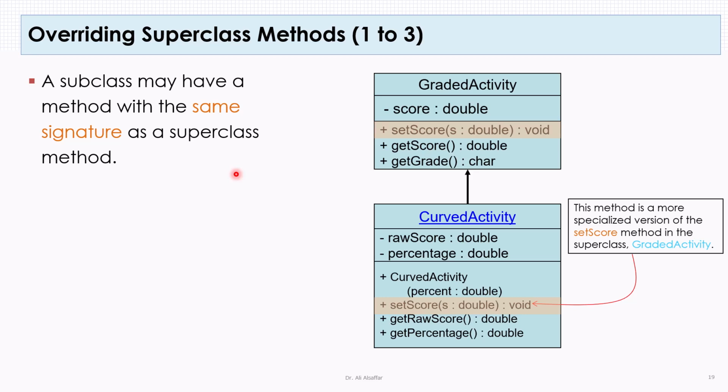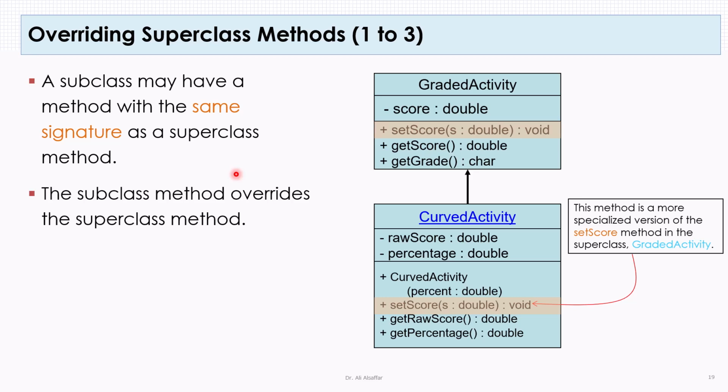The method is inadequate or suitable for the subclass's purposes. Because the subclass is more specialized than the superclass, it is sometimes necessary for the subclass to replace inadequate superclass methods with more suitable ones. This is known as method overriding.